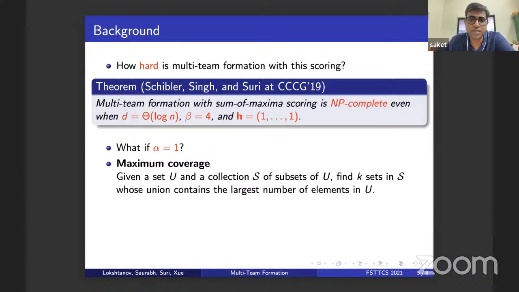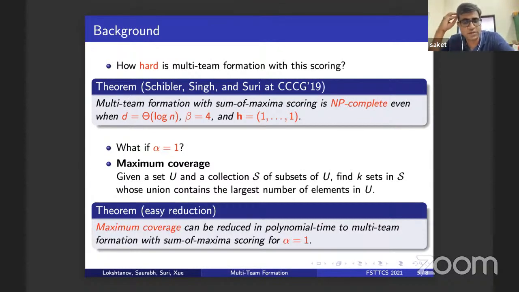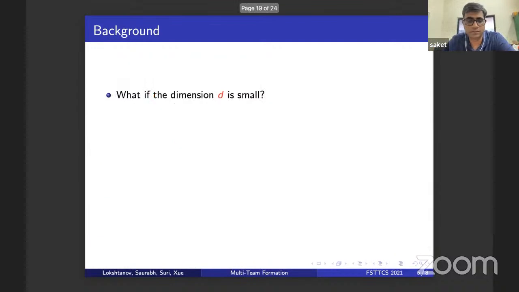So how do you model maximum coverage as a multi-team formation problem? Your universe is nothing but the set of attributes, and a candidate is a subset of this universe, which is basically the set of attributes he has. Now, if you just take the union, then basically it's the set of people who have that set of skills. So this is how we can give this easy reduction, which shows that maximum coverage can be reduced in polynomial time to multi-team formation with sum of maxima scoring for alpha equal to 1.